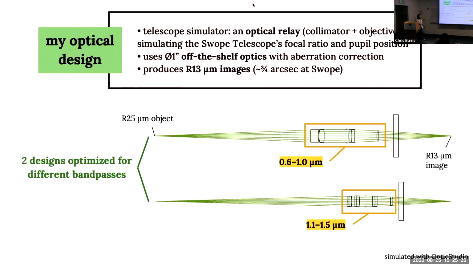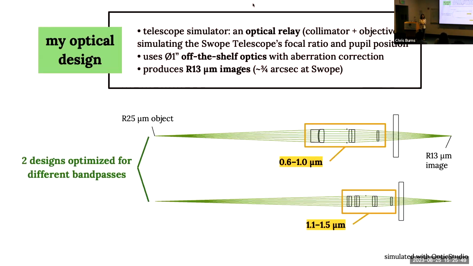During my design process, I used an optical design software called Zemax OpticStudio, and these are my two designs of the telescope simulator. They look a little bit fancier than the diagram that I just showed you, but essentially they carry the same idea of a collimating lens and a camera lens over here. My system, I designed it with the SWIP telescope's focal ratio and pupil position in mind.